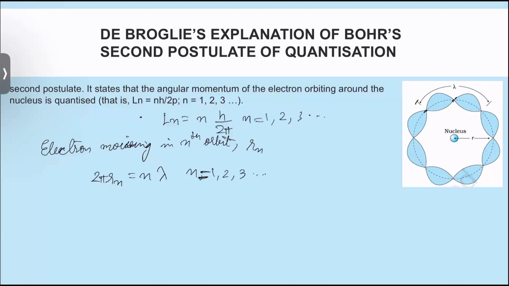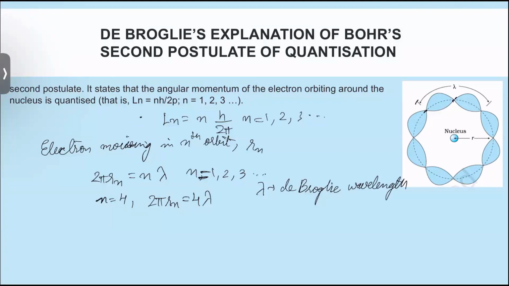So you can see that the circumference of the orbit is an integral multiple of the wavelength that we are considering. If you are considering the fourth orbit, where n equals 4, your circumference for that would be 4λ, where λ is the de Broglie wavelength. So this is what we can understand. And this is the way the electron is going to move in the nth orbit.